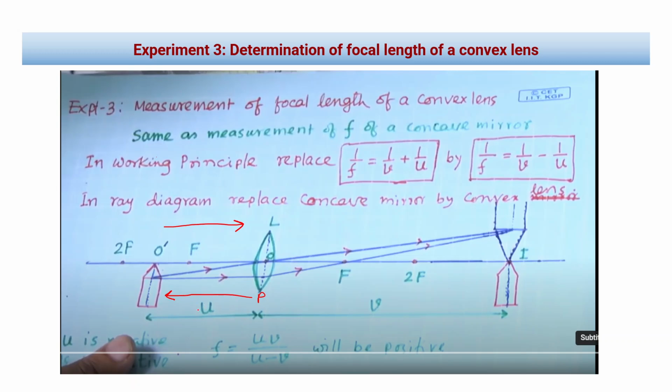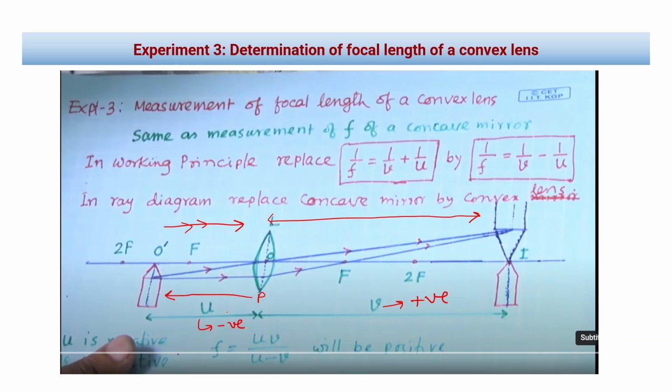So this object distance will be taken as negative, whereas the image which is being formed on the other side, if I want to calculate the distance of the image from the pole, it will be going towards the right direction, which is the same direction as the incident light, right? So this image distance I will be taking positive. So for this convex lens, object distance will be negative, image distance will be positive. So this we have to keep in mind.